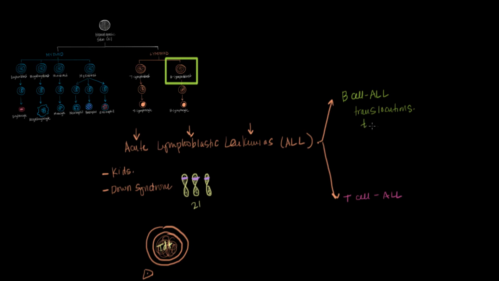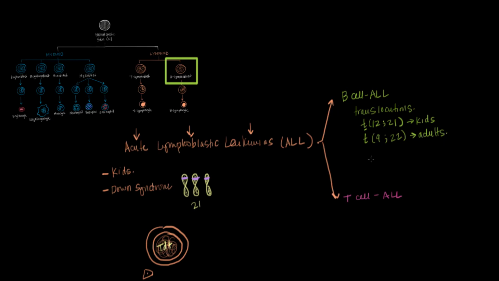The first is a T for translocation, T1221 translocation. And all that means is that chromosome 12 and chromosome 21 each have a segment that's shifted onto the other chromosome. And the second type is a T922 translocation. The T1221 is usually found in kids who have B cell ALL, and the T922 is usually found in adults who have B cell ALL.